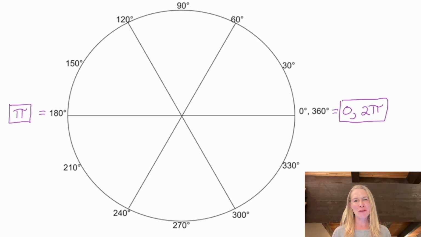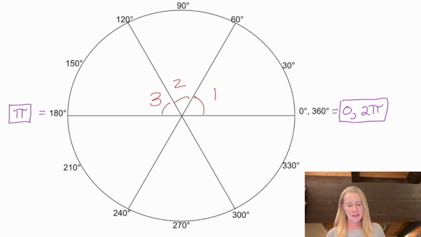Next, looking at multiples of 60 degrees, you'll see that the circle's cut into 6 pieces, which means the upper half is cut into 3 equivalent wedges. So each wedge is equal to pi over 3, each of these little angle measures here. So 60 degrees is pi over 3, and you just follow the pattern around the circle.